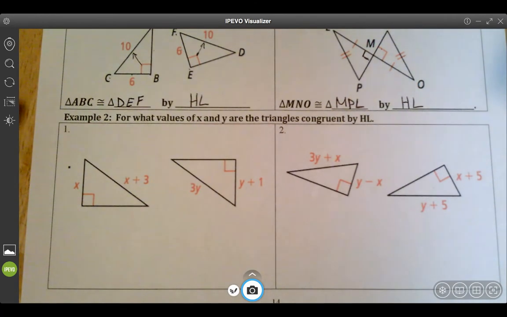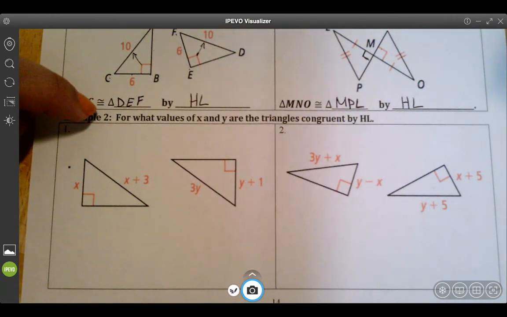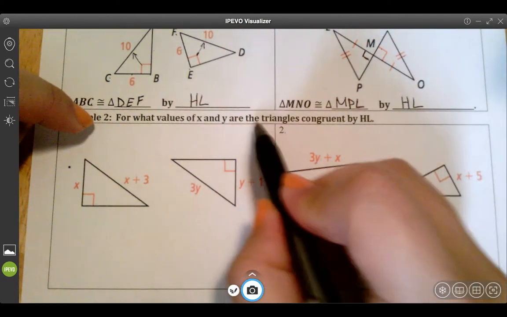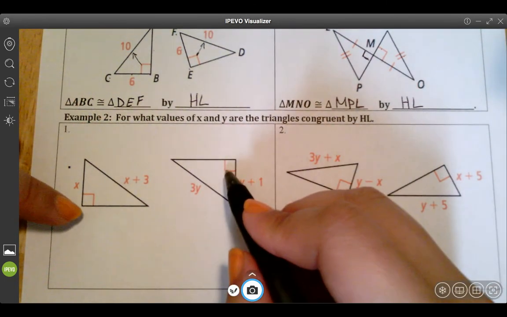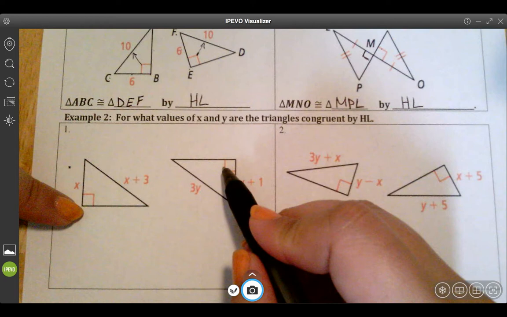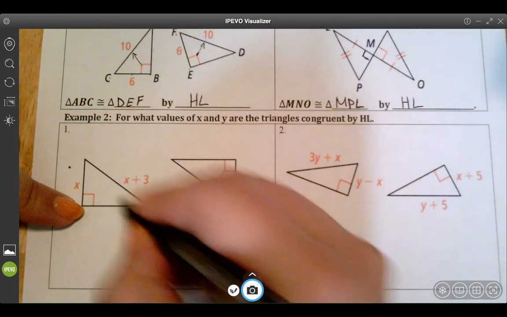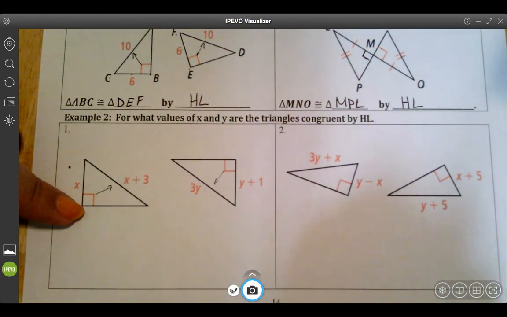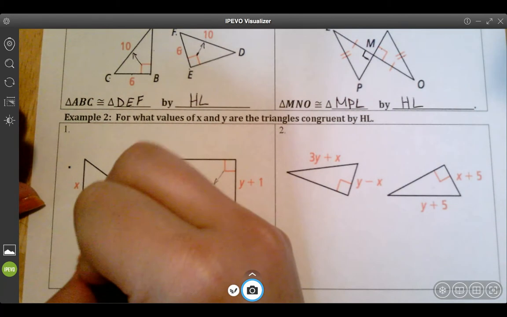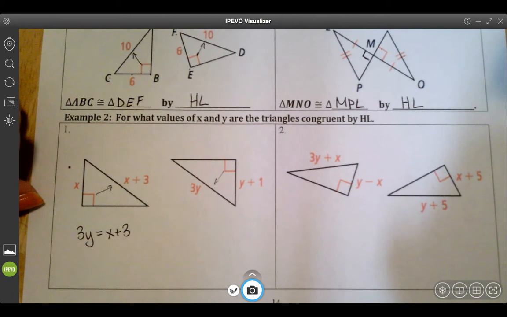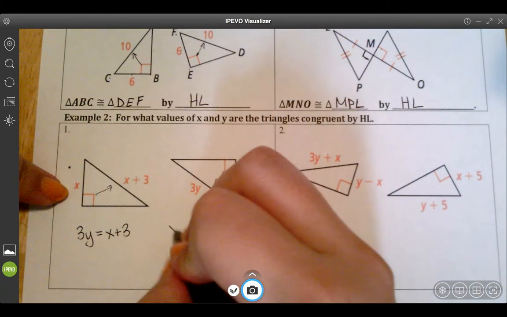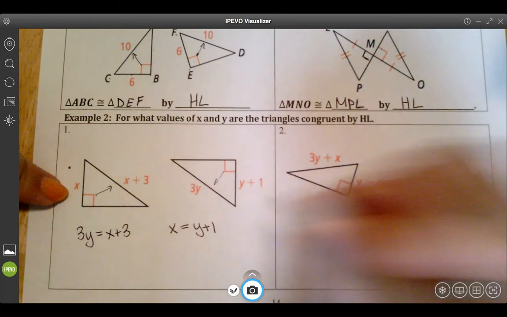So in example 1 here, we want to find the values of x and y if the triangles are congruent by HL. We know that the triangles are congruent by HL. So we have our right angle, always good to check. Which one is our hypotenuse? 3y and x plus 3. By HL, I know that 3y has to equal x plus 3. The hypotenuse must be congruent to the other triangle's hypotenuse. Our legs also have to be congruent. x equals y plus 1.